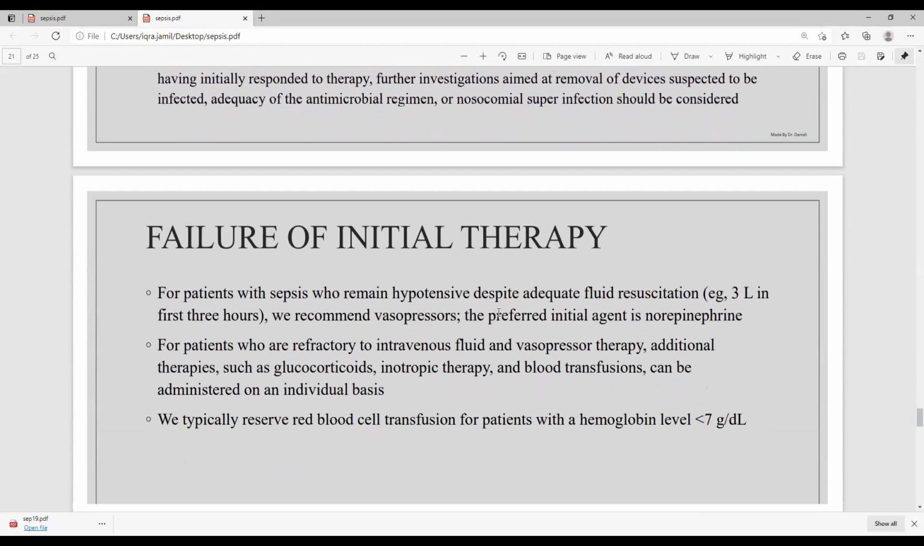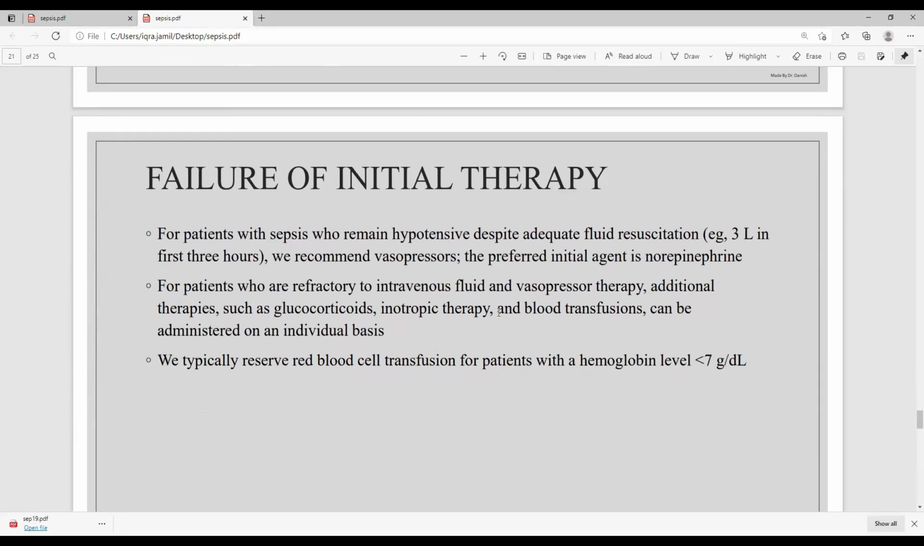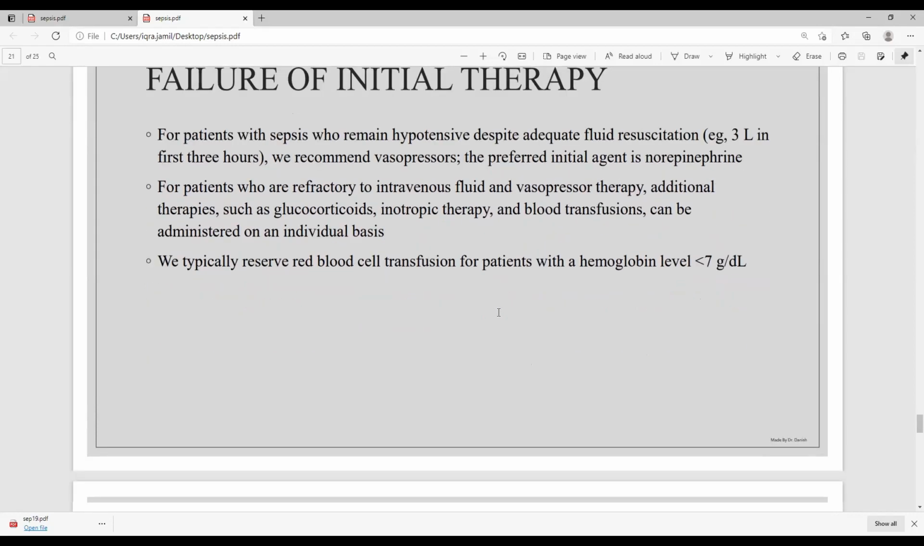Failure of initial therapy. For patients with sepsis who remain hypotensive despite adequate fluid resuscitation, 3 liters in the first 3 hours, we recommend vasopressors; the preferred initial agent is norepinephrine. For patients who are refractory to intravenous fluid and vasopressor therapy, additional therapy such as glucocorticoids, inotropic therapy, and blood transfusion can be administered on an individual basis. We typically reserve red blood cell transfusion for patients with hemoglobin level less than 7 g/dL.